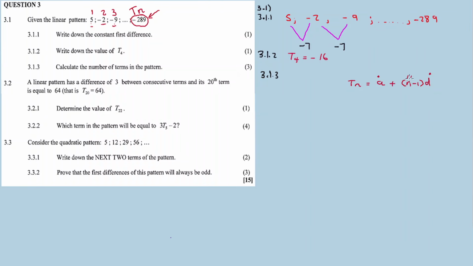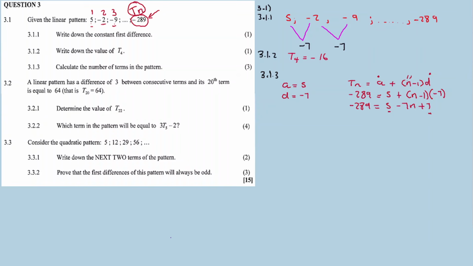And then we calculate n, since Tn is negative 289. The A value is the first term, 5. The constant or common first difference is negative 7. So we just substitute. Tn is minus 289, and we want to know which term number that is. A is 5 and D is negative 7. Then we multiply out the brackets and get negative 7n plus 7. Negative 289 equals this 5 and this 7.